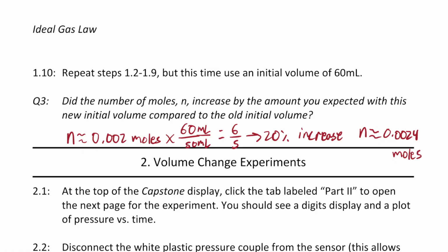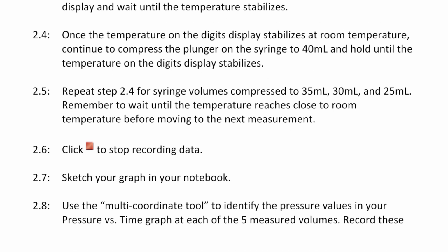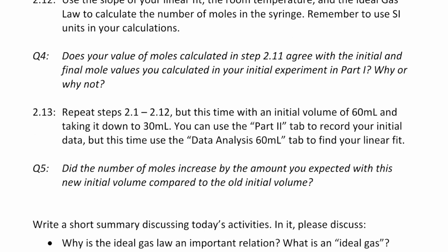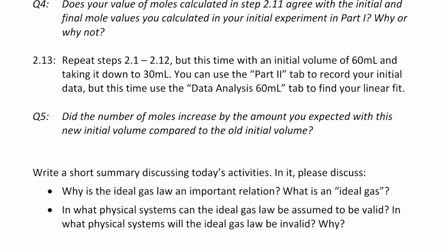And so I just wanted to quickly mention that that's how you would find the expected number of moles. And then in part 2 of the lab, you did another experiment, and you checked if the mole value that you calculated in this experiment matched with what you got initially of 0.002 moles in the first part of the lab. Theoretically, they should match, but something went wrong in the experiment, they might not. And then Q5 is again talking about whether the amount increased by what you expected. So we expect a 20% increase.